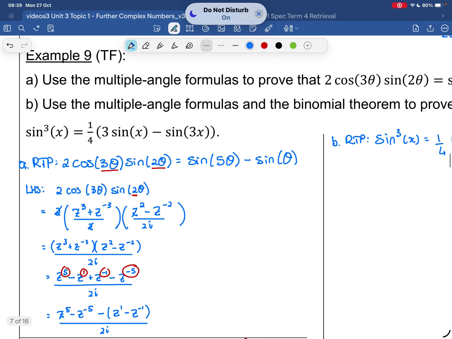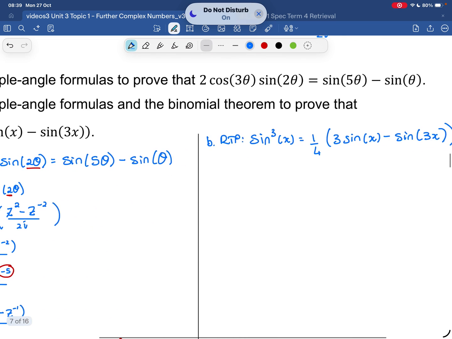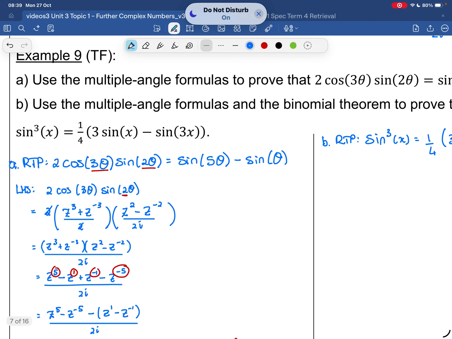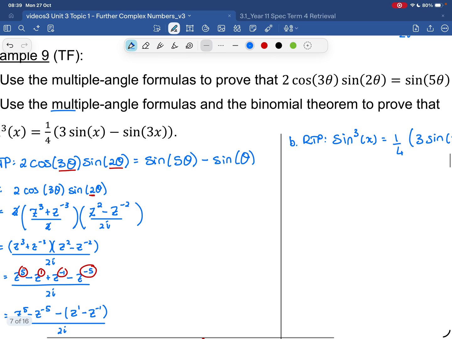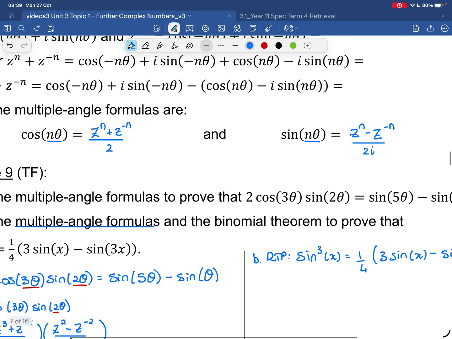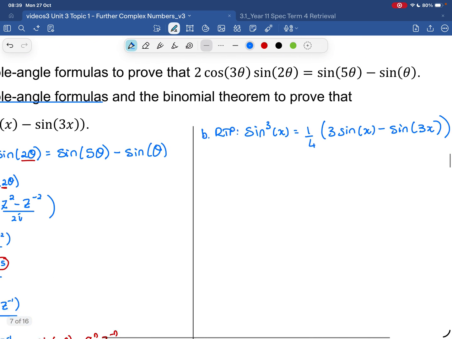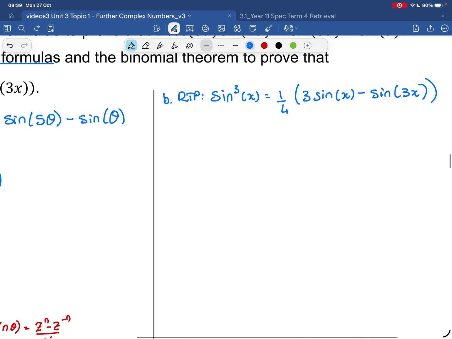All right, now we're going to use multiple angle formulas and the binomial theorem to prove that sine cubed of x is equal to 1/4 times 3 sine of x minus sine of 3x. And when they're asking us to use these multiple angle formulas, we can use our new definition here. So cos of n theta is z to the n plus z to the negative n over 2, and sine of n theta is z to the n minus z to the negative n over 2i.